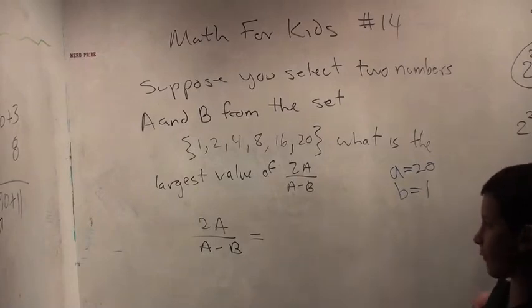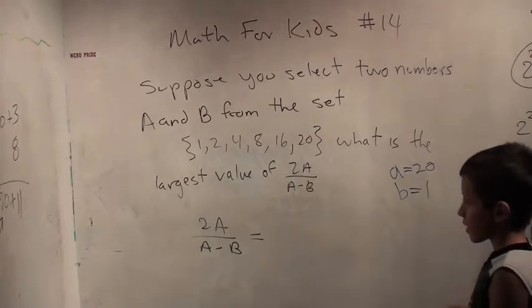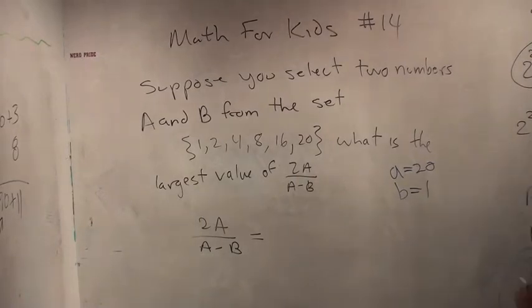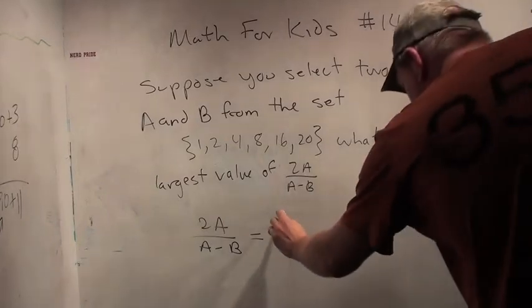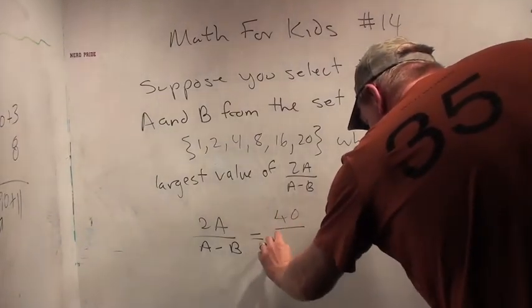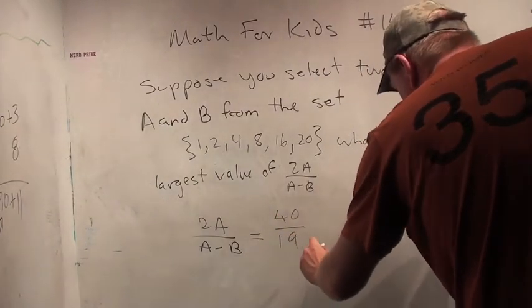It's 40 over 20 minus 1. Okay, so it's 40 divided by 19, but okay. 19 times 2 is 38. Hold on one second. So it's 40 divided by 19. 19 times 2 is about 38.